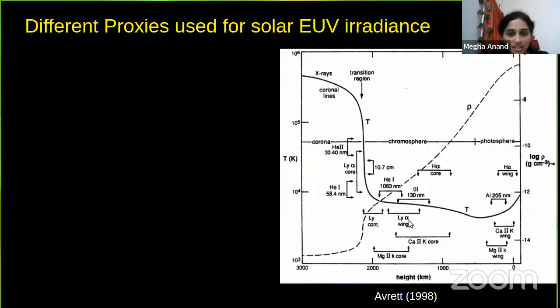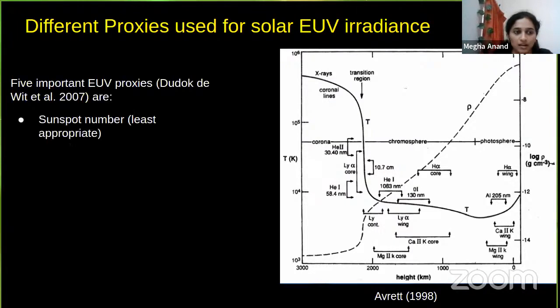Since the UV radiation cannot be measured from the ground, different proxies have been developed over the years. Some of them are the sunspot number, but this is least appropriate in deriving the UV irradiance. There is F10.7, the radio 10.7 centimeter line, which forms in the transition region. There is the calcium K index. Calcium II line forms in the chromosphere.